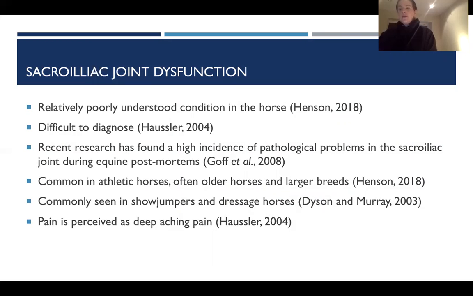Sacroiliac joint dysfunction is common in athletic horses, often older horses and in larger breeds. It mostly affects warmblood types. It's not been proven that this is due to the conformation of the warmblood horse, and it's more likely related to the discipline.